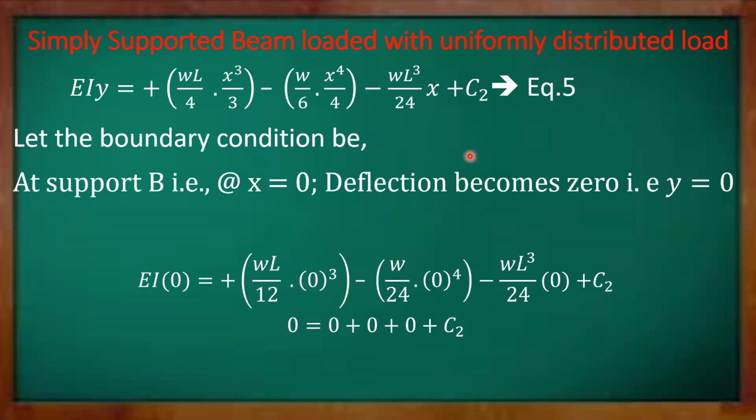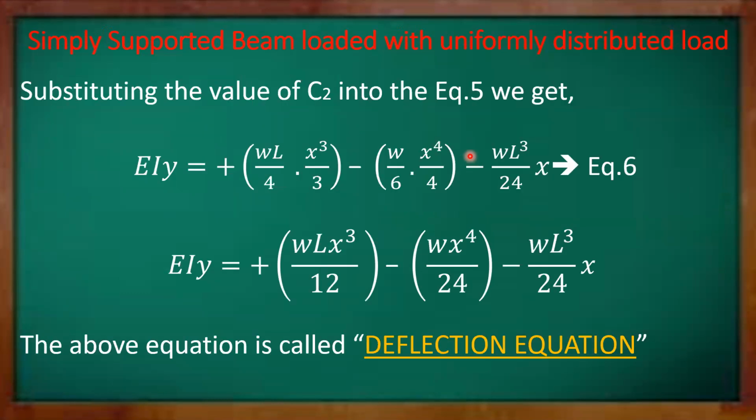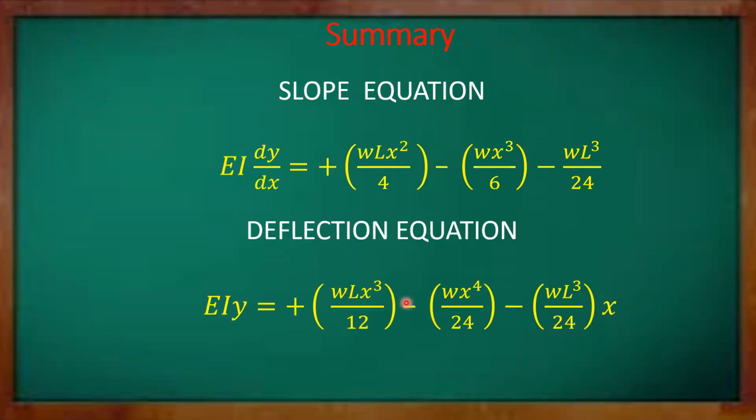Upon substitution we get EI of 0 is equal to, wherever x is there we just put 0, and we end up at the final value of C2, which is 0. So the constant C2 gets neglected. The remaining will become our deflection equation, that is EI of y is equal to WL by 4 into x cube by 3 minus W by 6 x power 4 by 4 minus WL cube by 24 times x. We simplify this as WLx cube by 12 minus Wx power 4 by 24 minus WL cube x by 24. This equation is called the deflection equation.